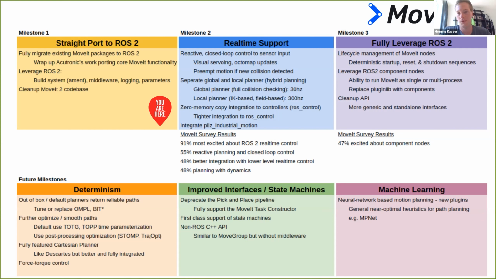completing real-time support. So my timeline would be that we will start with those after the beta release in July, because Milestone 1 will be completed by end of July, probably beginning of August. That's my estimate. And then we will directly go to real-time support and fully leverage ROS2.